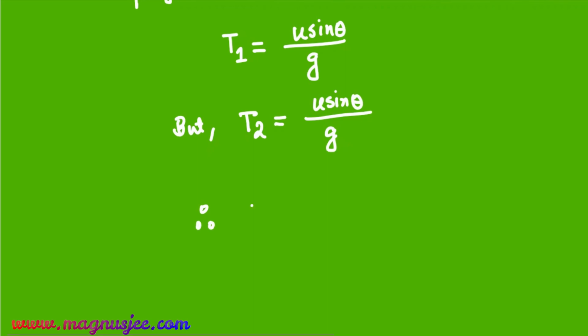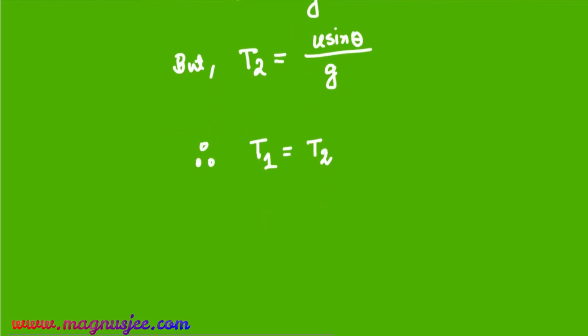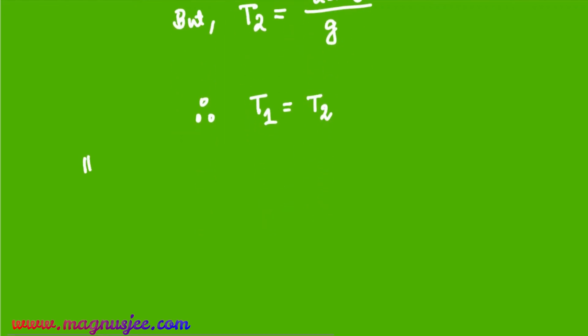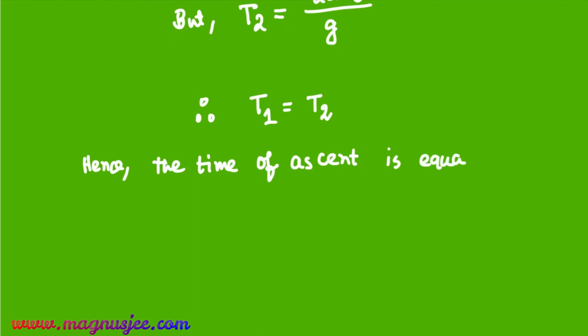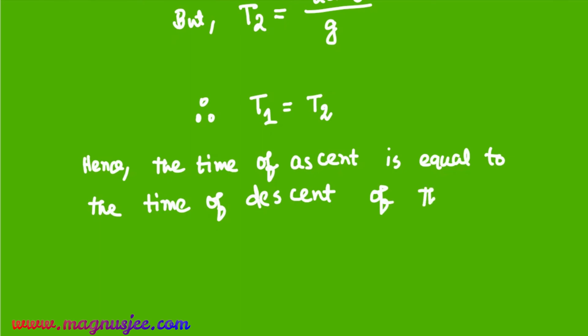Therefore, T1 equal T2. Hence, we can say that the time of ascent is equal to the time of descent of the projectile.